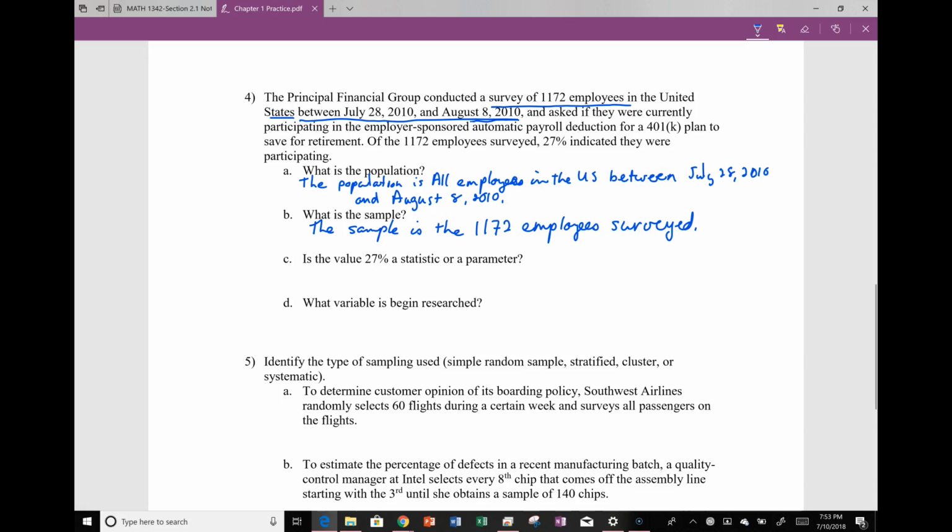Is the value 27% a statistic or a parameter? Notice, of the 1,172 employees surveyed, 27% indicated they were participating. So is that 27% of all employees or 27% of the 1,172? It's actually 27% of the 1,172. So this is actually a statistic. 27% is a statistic.